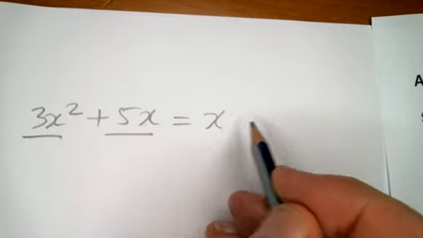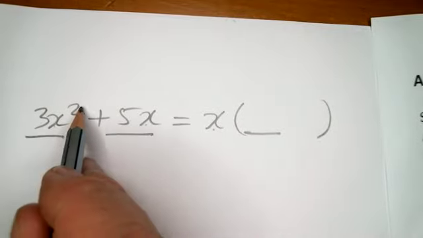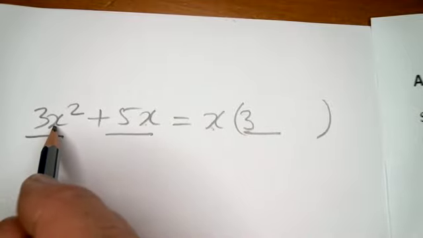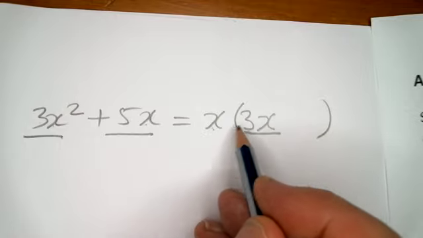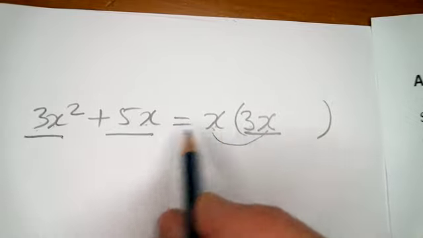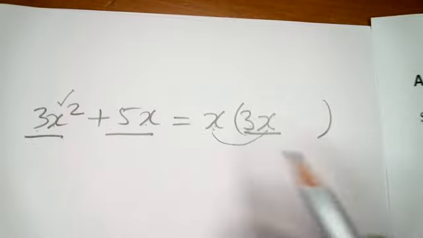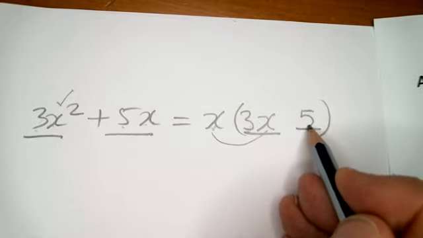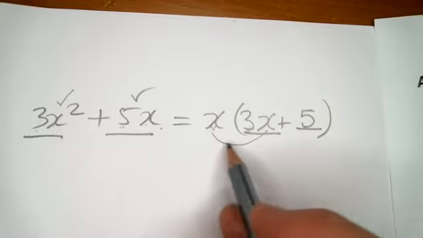So if I was to put an x outside the brackets and then ask the question, what times x makes 3x squared? Well, 3 times x makes 3x, but I need another x. So it's going to be an x here, because 3x times x is 3x squared, or if you like, x times x is x squared, times 3 in front makes 3x squared. So the next question is, what times x makes 5x? Well, 5 times x makes 5x. And there is our solution.